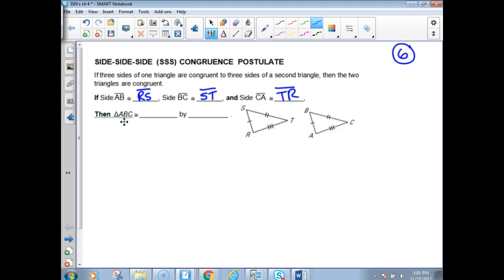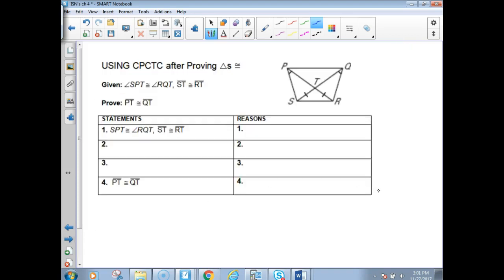So now what's really important is the triangle congruence statement. Triangle ABC, if you go from A to B and then to C, how would that go on the other triangle? It would be R to S and then to T. So triangle ABC is congruent to triangle RST, and that would be by side, side, side. So order of the letters will matter.